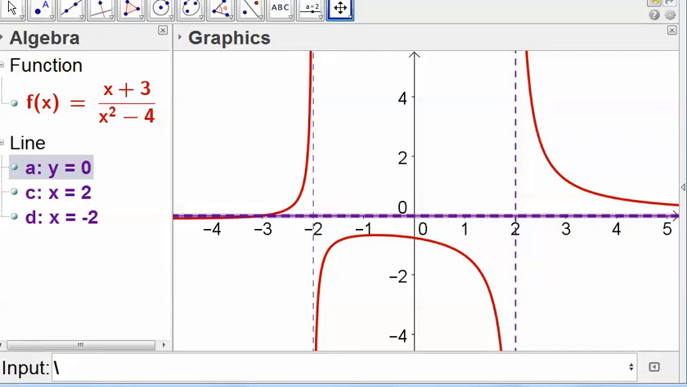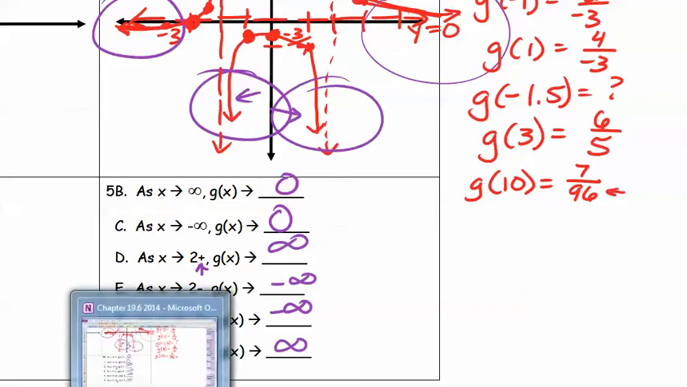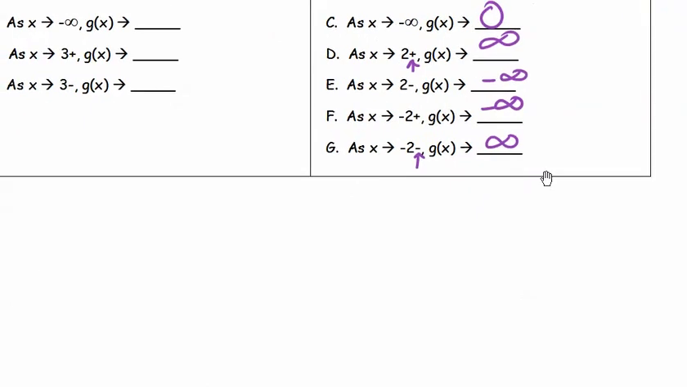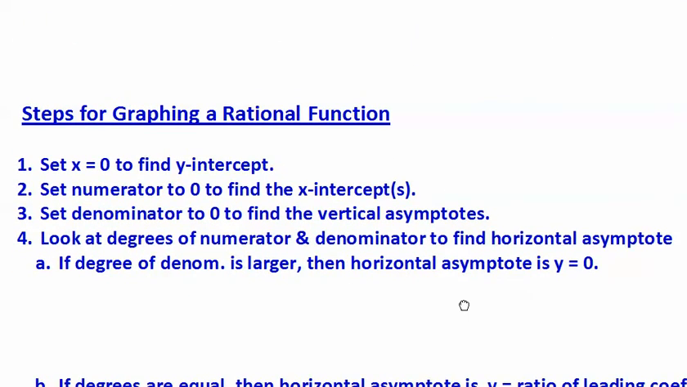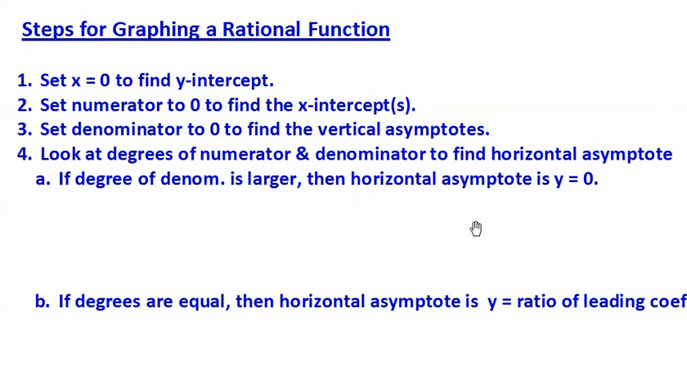Okay, let's go back to a summary. Remember that you have all of this information summarized on the second page of your handout, but here's what we're going to do. To find the y-intercepts, we set x to 0. We set the numerator to 0 to find the x-intercepts, the denominator to 0 to find vertical asymptotes. The horizontal asymptotes depended on the degree, that's the power, of the numerator and the denominator.